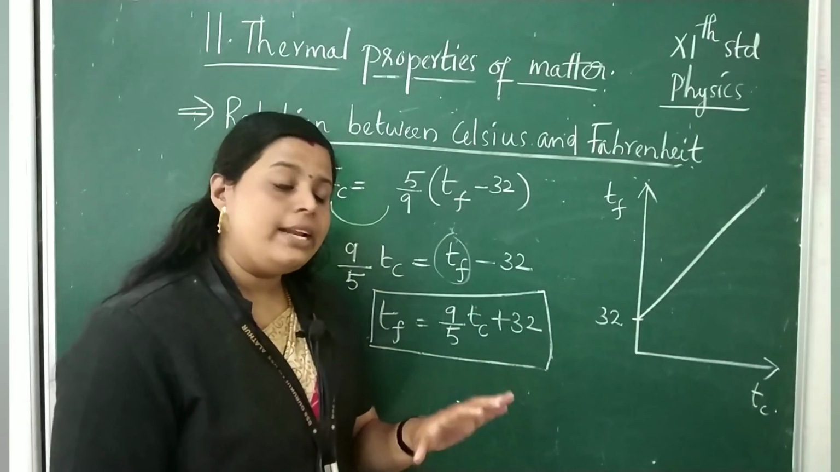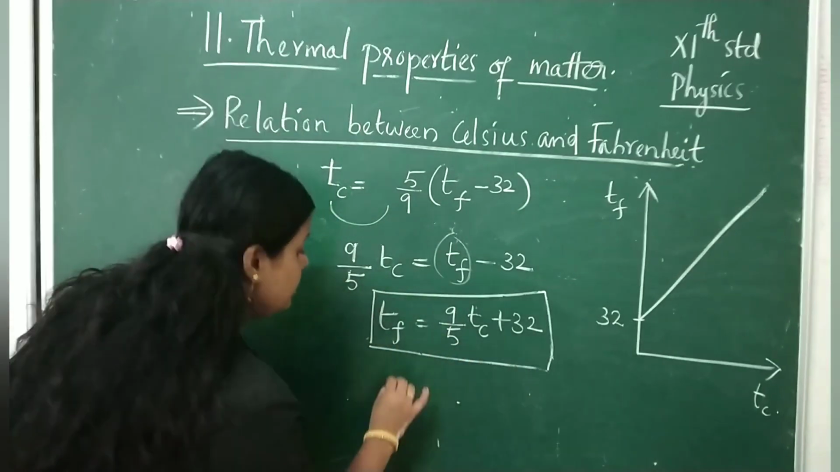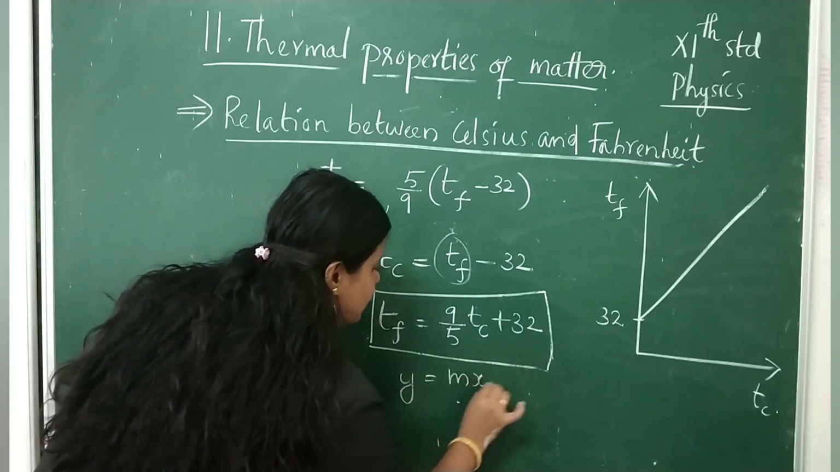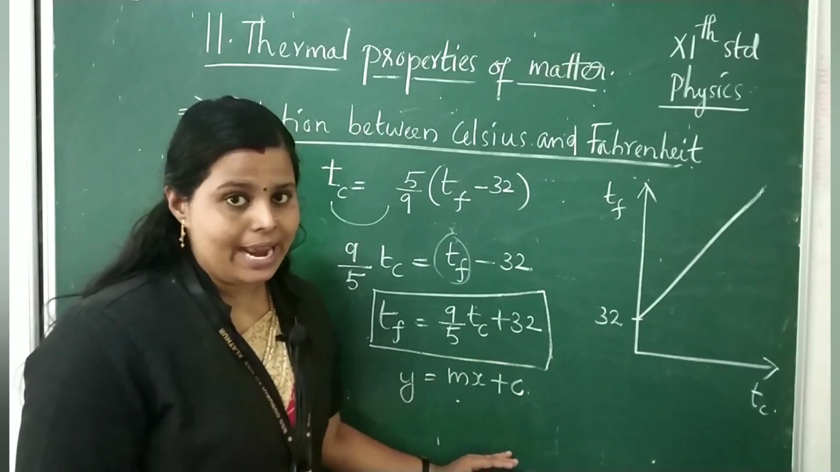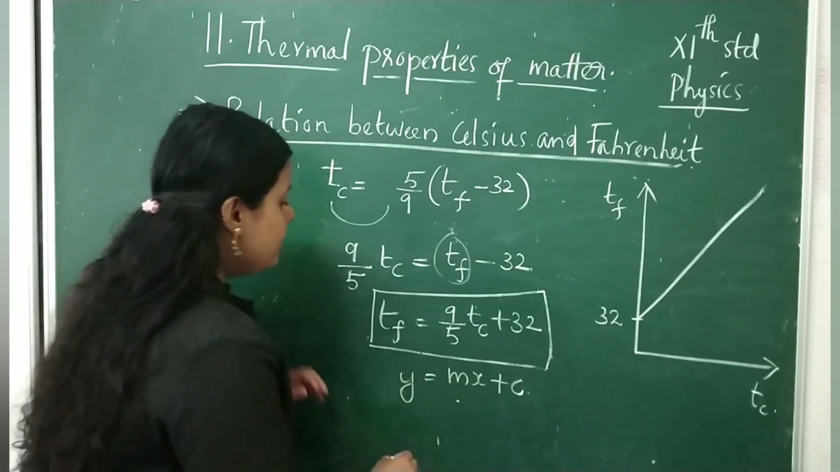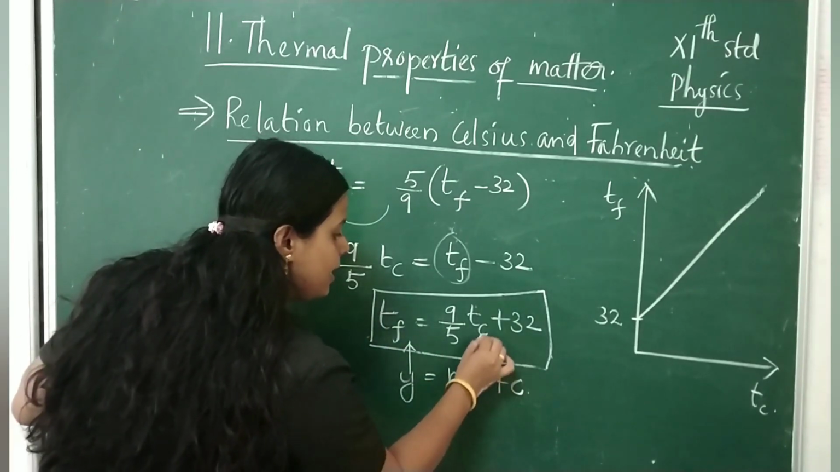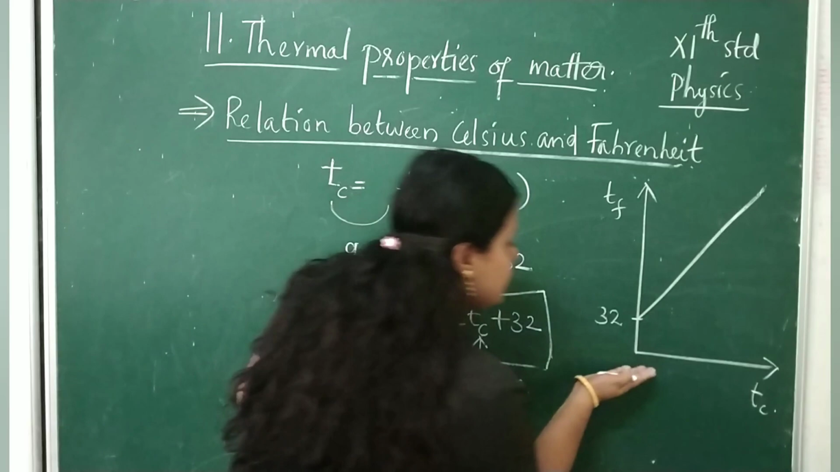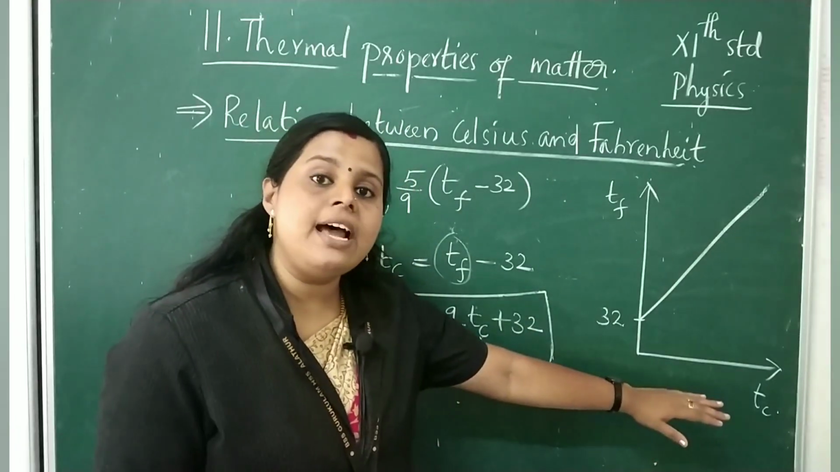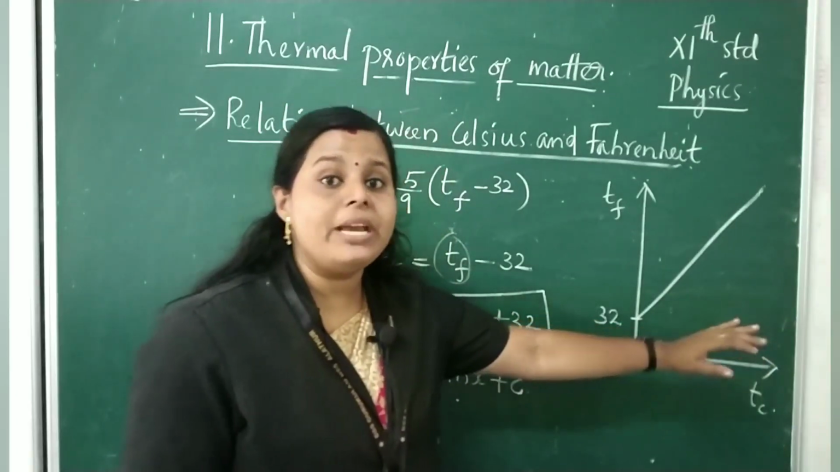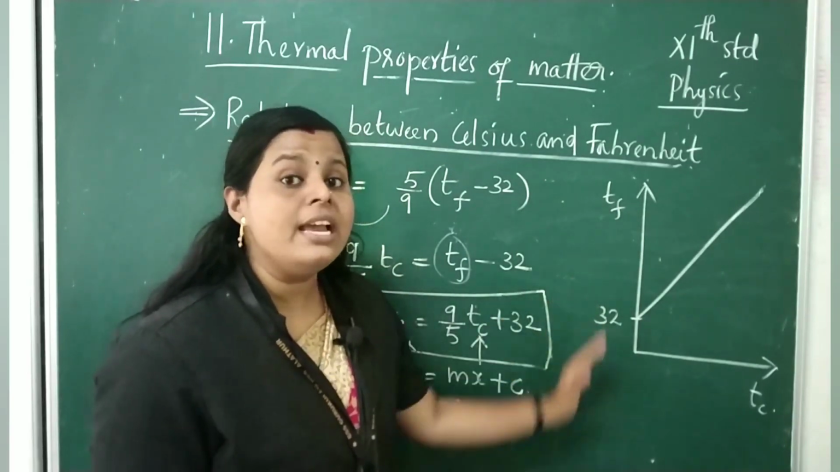This is the relation between Fahrenheit and Celsius. Now listen children, let's compare this expression with a standard expression, that is y is equal to mx plus c. Okay, and we know that this is the equation of a straight line. So listen, instead of y here we have Tf, instead of x here we have Tc. So on the x axis we plot Tc, and on the y axis we plot Tf. Tc is the temperature measured using Celsius scale and Tf is the temperature measured using Fahrenheit scale.